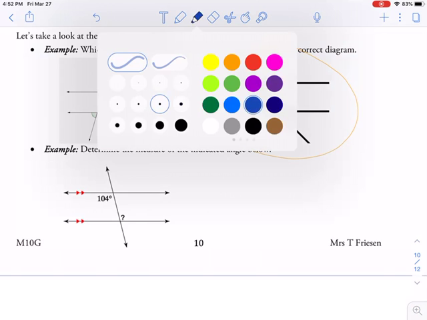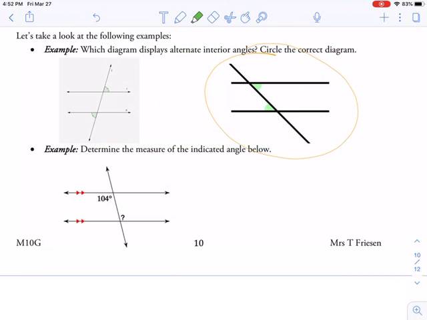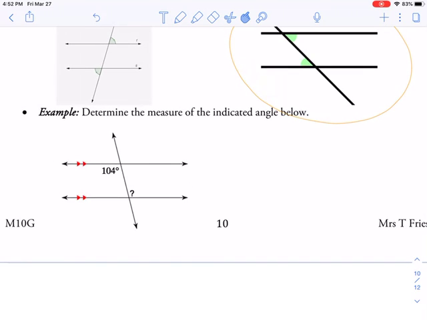And just to think about that Z thing I was talking about, if you look here, we have a backward Z, and again, 2 angles in the corners, okay? So that's another way to know that we have that alternate interior angle being fulfilled. Okay, let's determine the measure of the indicated angle below.